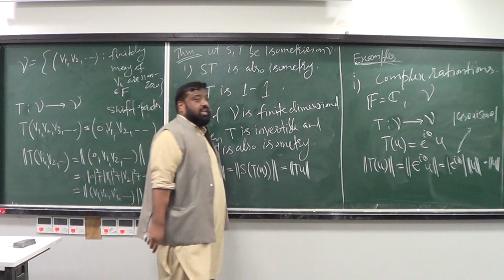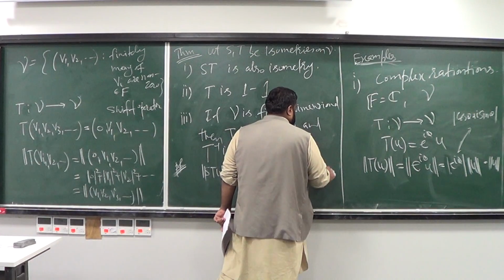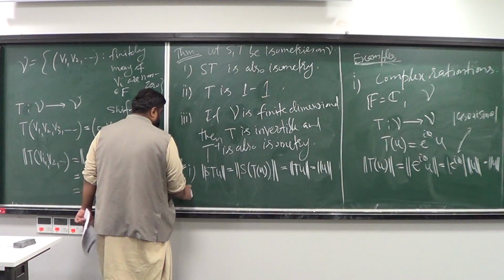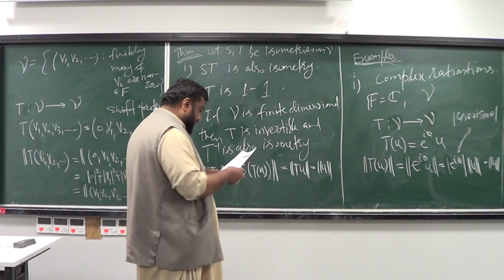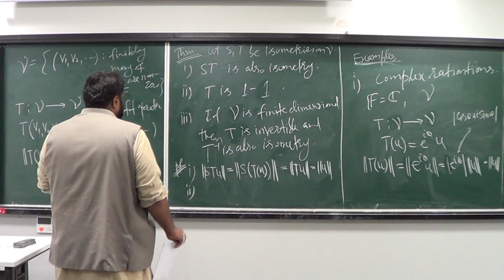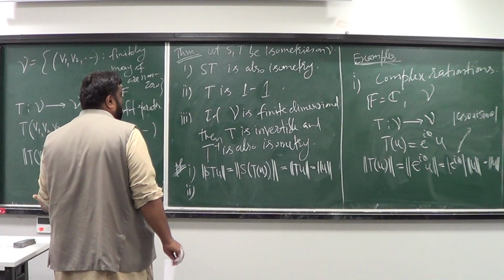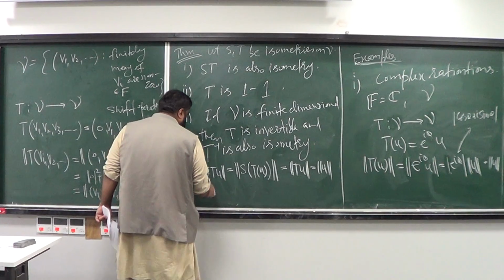And now since T is an isometry, this is equal to the norm of U. So this shows that T is an isometry, as a composition of isometries is an isometry. How can I show that T is 1-1?